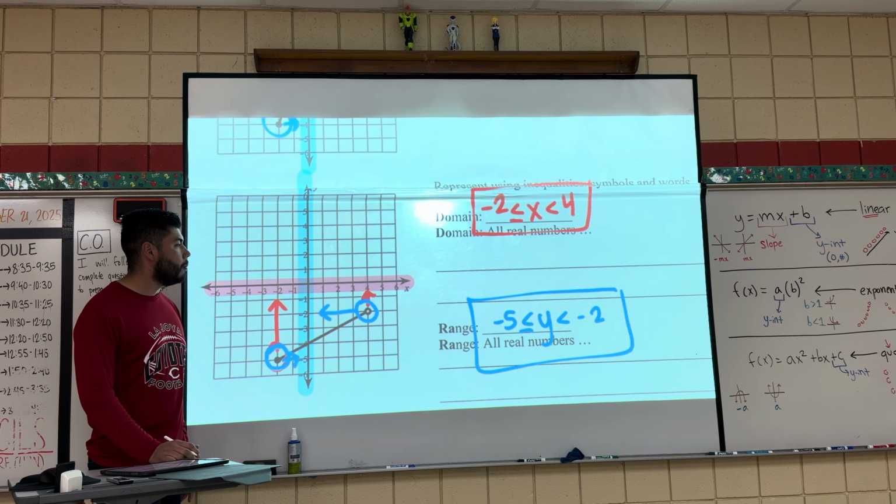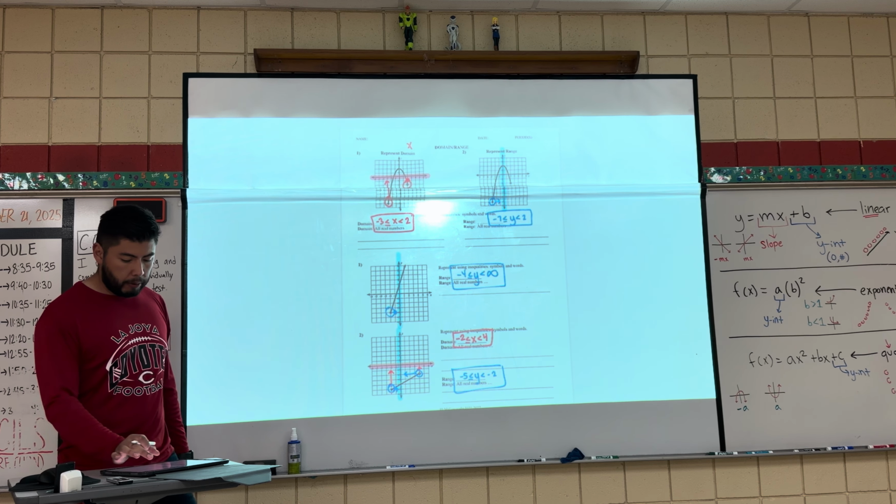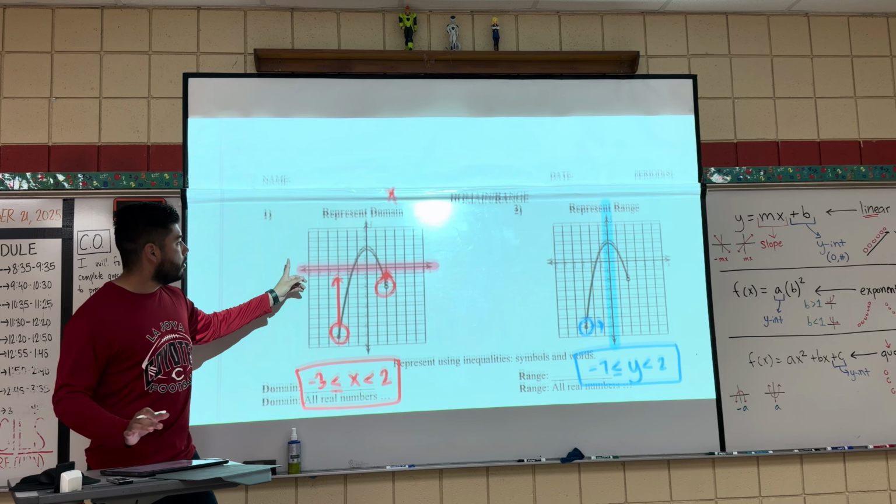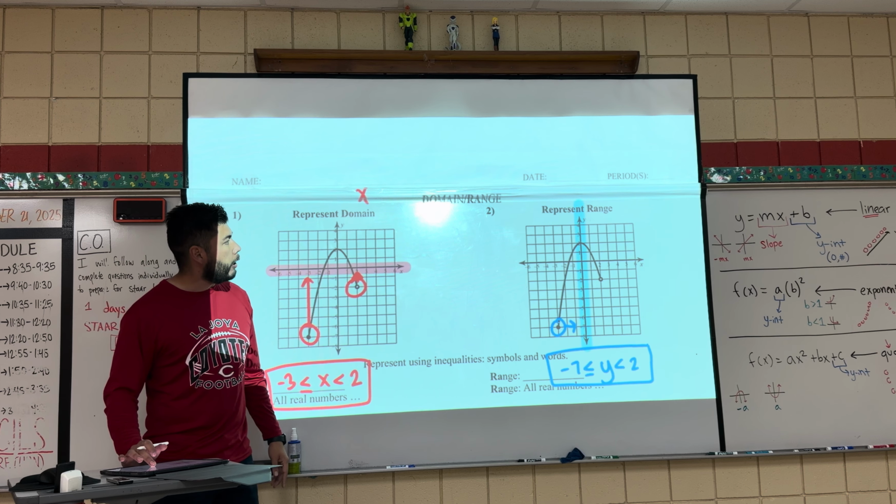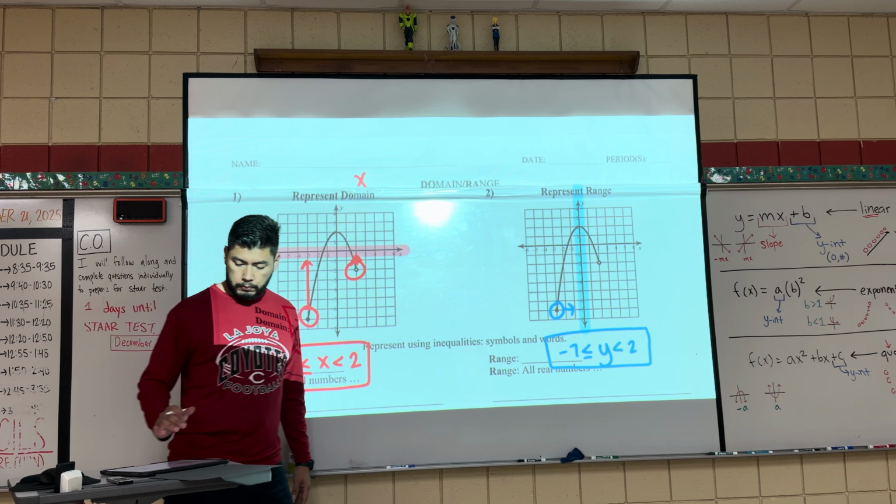Very, very simple. Remember, very simple, guys. Domain, x. Range, y.